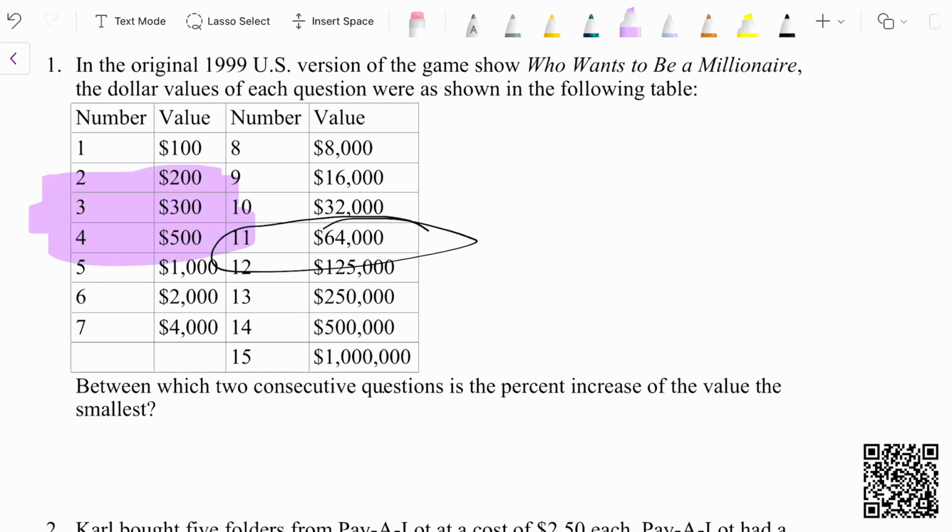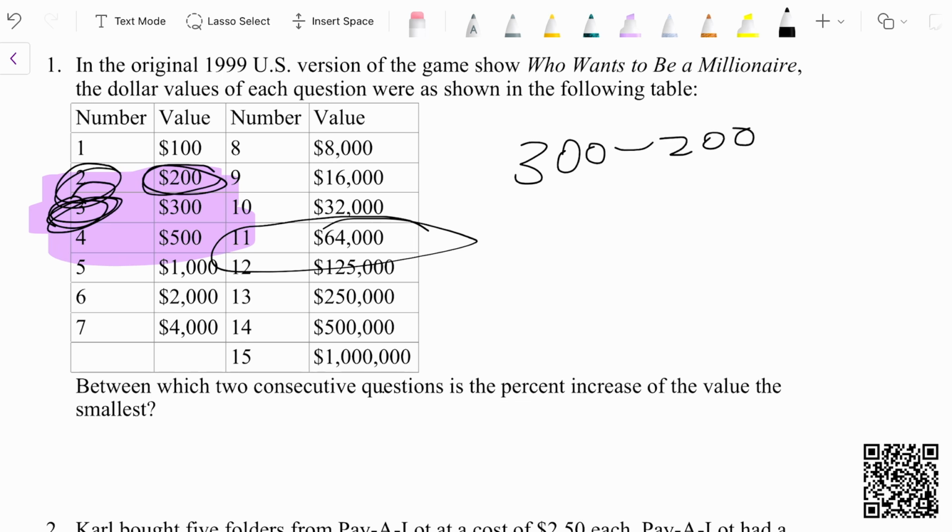in consecutive order. So between 2 and 3, to calculate what percentage increase there is, it would be 3 minus 2, which would be 100, divided by 2's number again. So 300 minus 200, which is 100, over 200, which is basically equivalent to 1 over 2, because 100 over 200 is 1 over 2, which is an increase of only 50%.